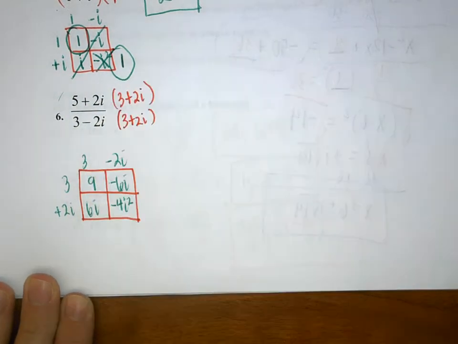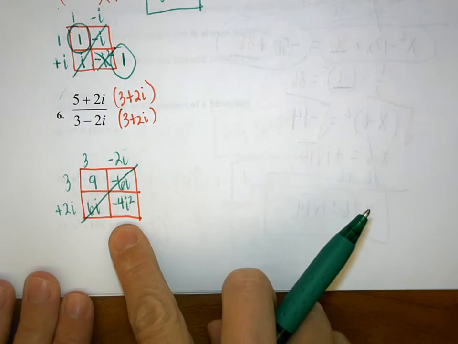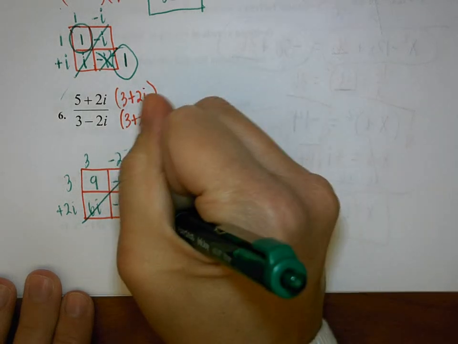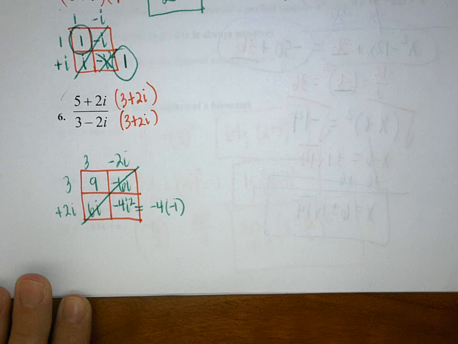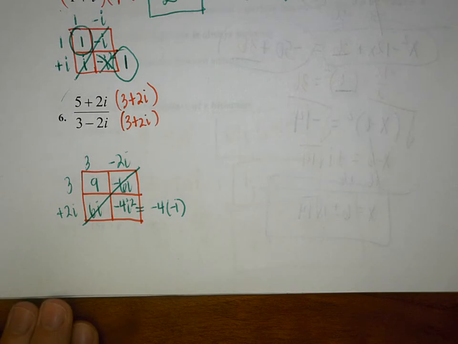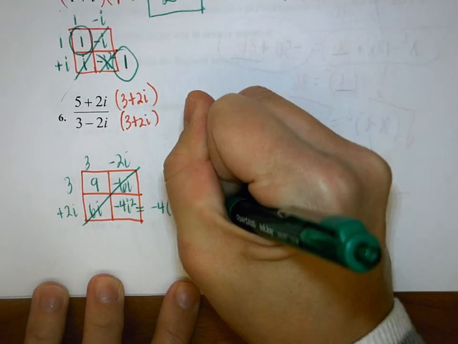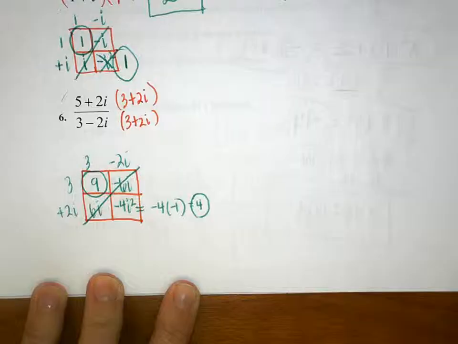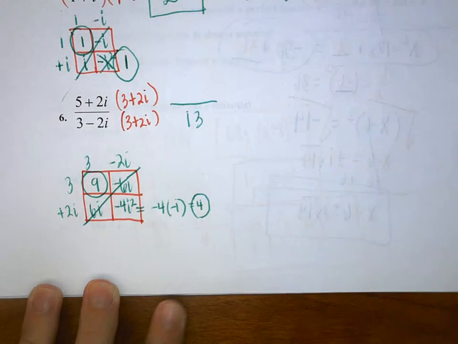Okay, so we wanted the i's to cancel out here, which they did. Negative 4i squared. Whenever you have i squared, you know that it's a negative 1. So this really means negative 4 times negative 1, because i squared is negative 1. And what is negative 4 times negative 1? A positive 4. So we have a 4 and a 9. And what is 4 plus 9? 13. So my denominator is 13.